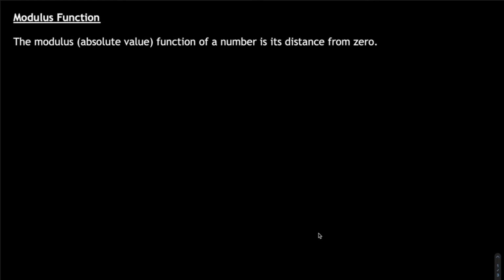Hi everyone. Today we'll take a look at the modulus function, also known as the absolute value function. The modulus function of a number is its distance from zero. So let's take a look at a few examples.